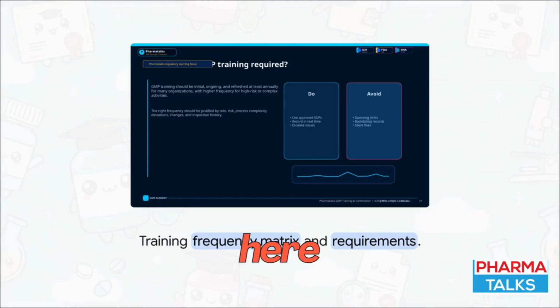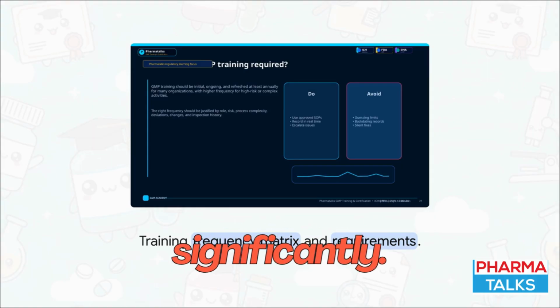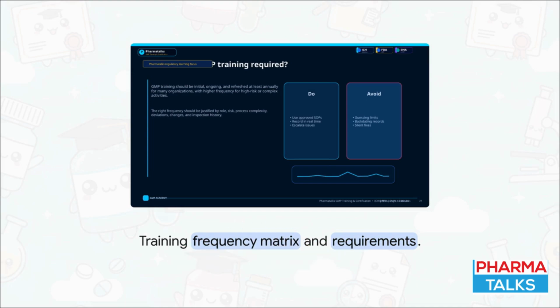So, the crucial point here is that this cycle literally never stops. GMP training has to be initial when someone first gets hired, it has to be ongoing, and it must be refreshed at least annually. And for high-risk or super complex activities, or say if there's been a recent deviation, that frequency increases significantly. You always have to justify your training intervals based on actual real-world risk.